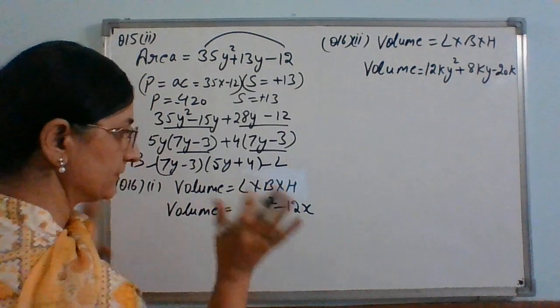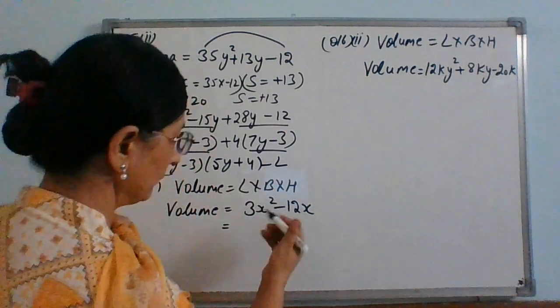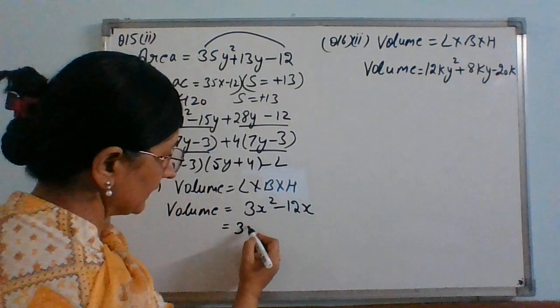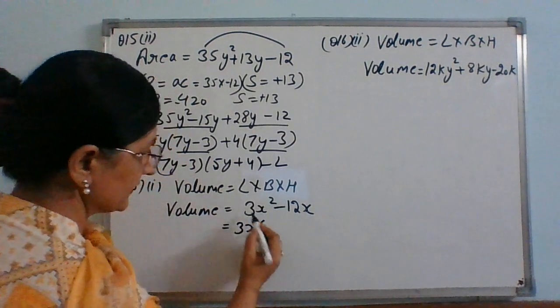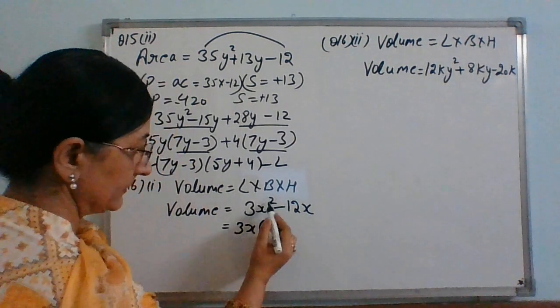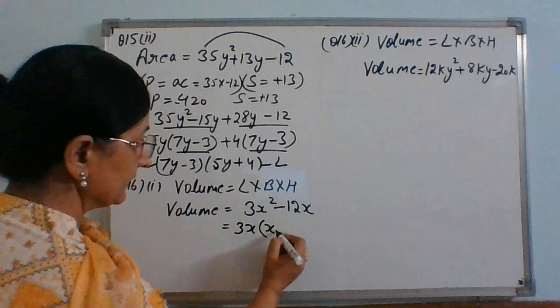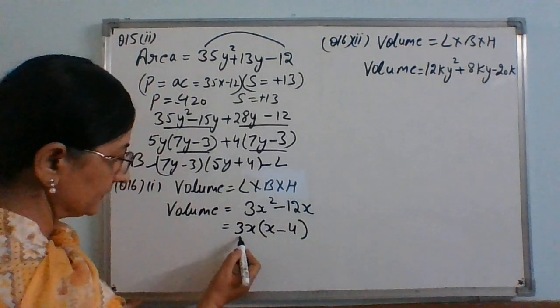First step is, first of all, see what is common. What is common? 3 is common. What else is common? x. So 3x comes out. 1x is left here because there were 2x. x square. 3 4s are 12. So these are three terms.